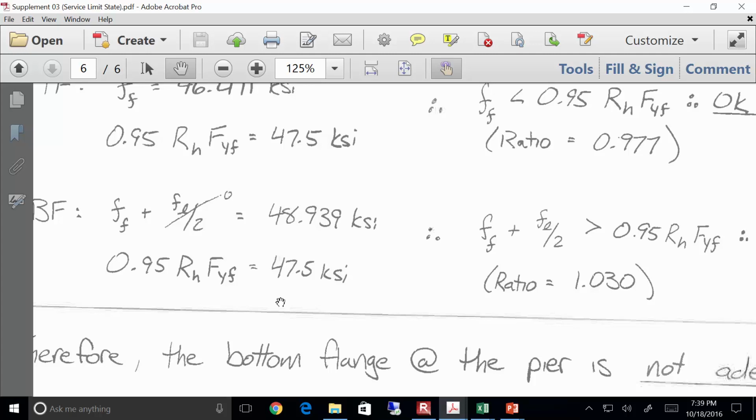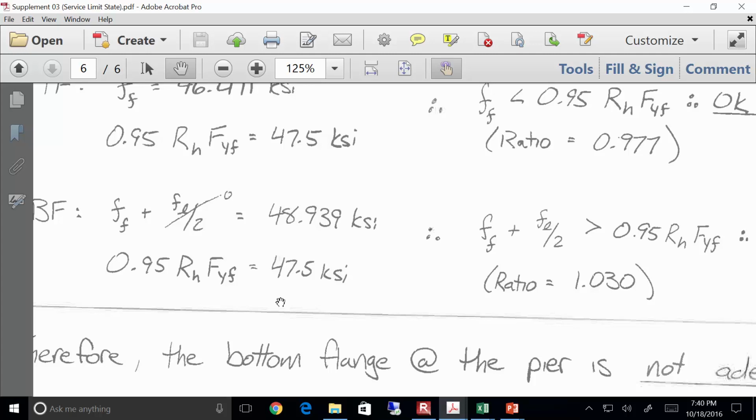Okay? So at this point, this is an important finding, because you're going to encounter this stuff when you do your design project. So let's think about this. Let's just have a thought experiment. How would you correct this situation? The bottom flange is seeing stresses that are too large. What would you do to that bottom flange?